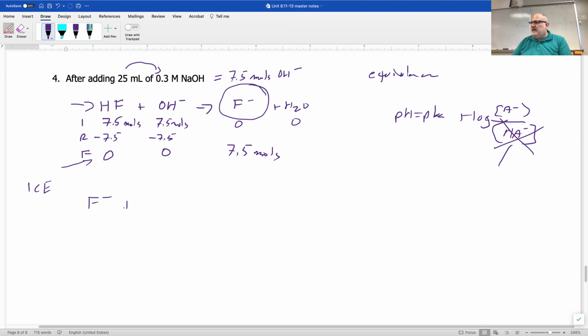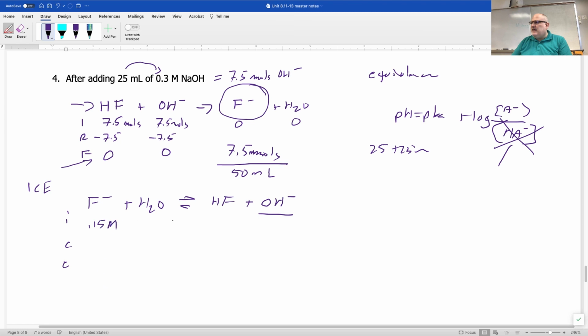And this is what happens at every equivalence point. And we're at an equilibrium, and that's going to form HF plus OH minus. Now, here's where we absolutely have to divide by the new volume. Now, we've added 25 milliliters to the 25 milliliters that we originally had in our container. So we're going to have to divide this by 50 milliliters. And 7.5 millimoles divided by 50 milliliters is going to give us 0.15 molar. So my ICE problem here is going to be 0.15 molar.